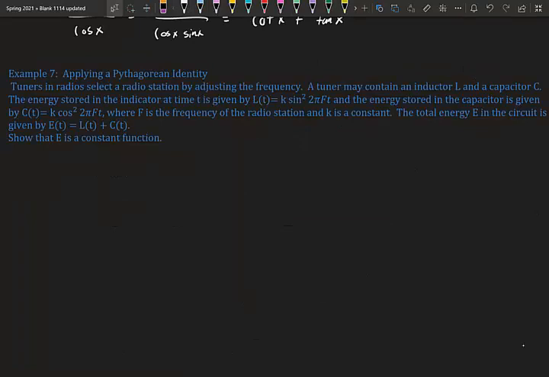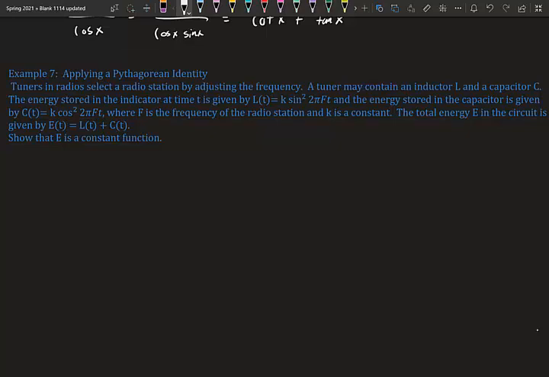Example 7. Applying a Pythagorean identity. Tuners and radios select a radio station by adjusting the frequency. A tuner may contain an inductor L and a capacitor C. The energy stored in the inductor at time t is given by L of t equals k sine squared 2 pi ft. And the energy stored in the capacitor is given by C of t equals k cosine squared 2 pi ft, where f is the frequency of the radio station and k is a constant. The total energy E in the circuit is given by E of t equals L of t plus C of t. Show E as a constant function.